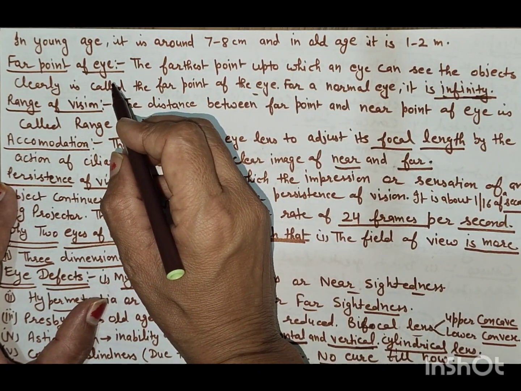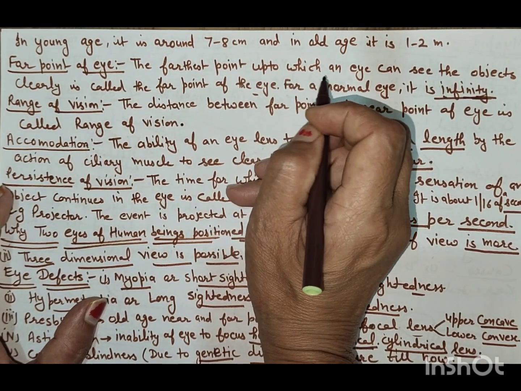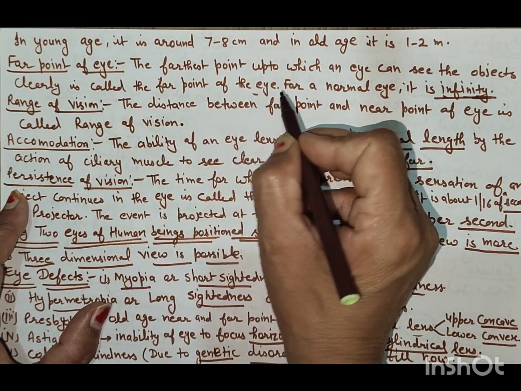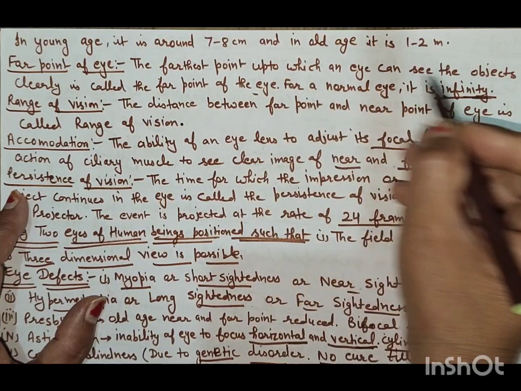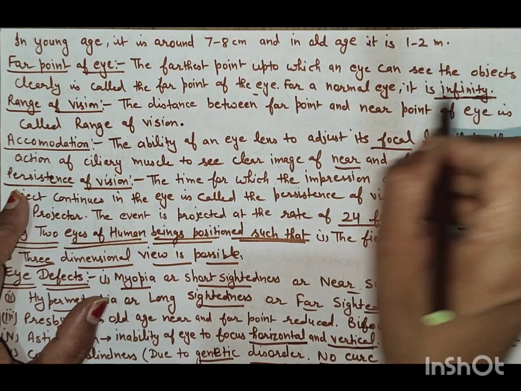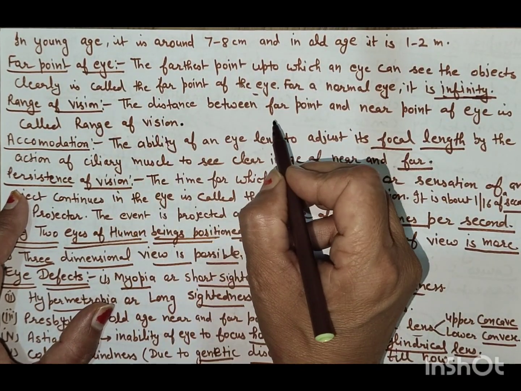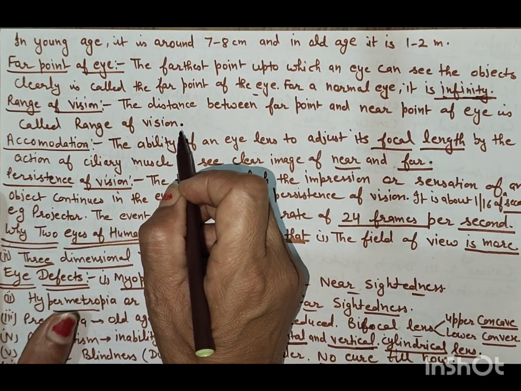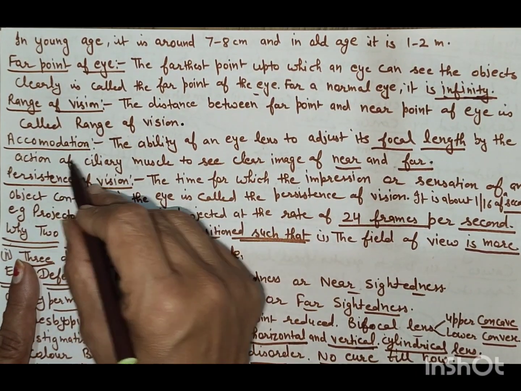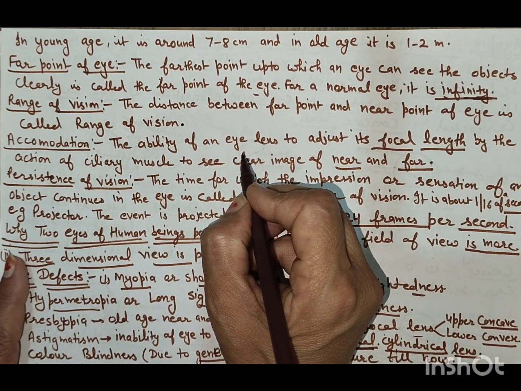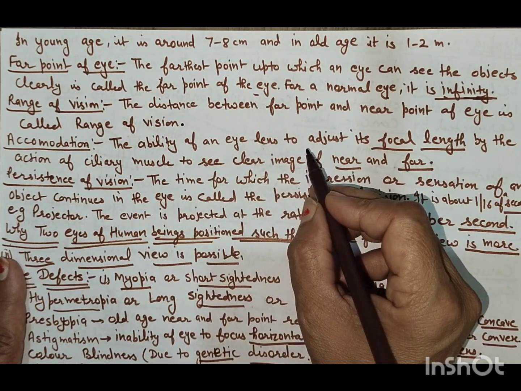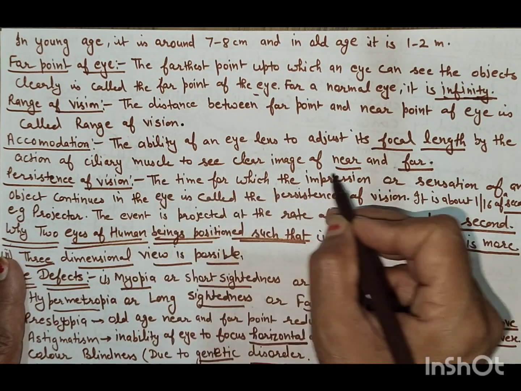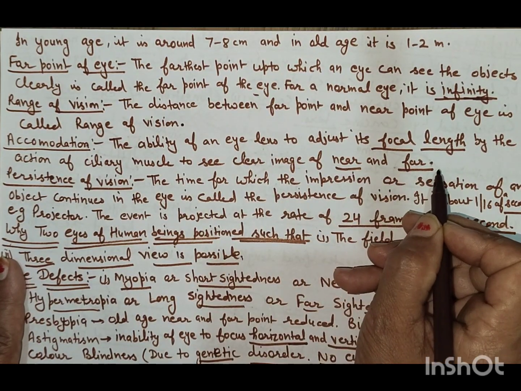Far point of the eye. The farthest point up to which an eye can see an object clearly is called the far point of the eye, and it is at infinity. Range of vision. The distance between the far point and near point of the eye is called the range of vision. Accommodation. Accommodation is the ability of the eye lens to adjust its focal length by the action of the ciliary muscles to see clear images of near and far objects.